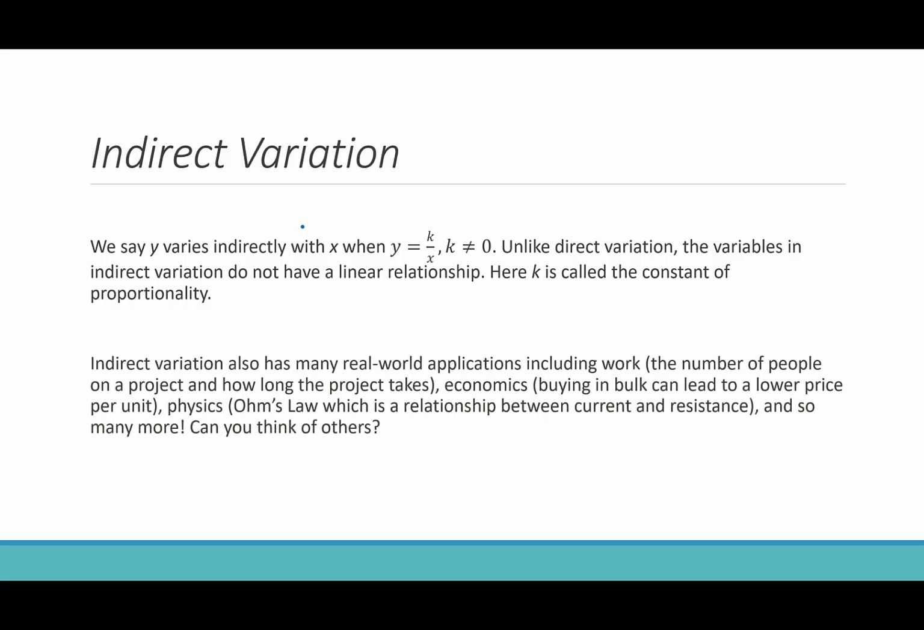Indirect variation also has many, many real-world applications, such as work. So if you have one project, the amount of work per person will decrease based on how many people are helping with the project. Economics, buying in bulk, you might be able to have lower prices as a result of buying more of a product. In physics, again, we're going to see a lot of physics here in this section. Ohm's law, in which there is a relationship between current and resistance, and many, many others. What else can you come up with that relates indirectly?